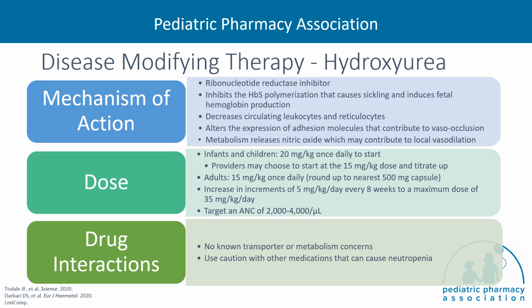With these patients, we can see mild cytopenias, and because of this, we'll watch their ANC and generally target an ANC of 2,000 to 4,000. So significantly higher ANCs tell us that patients are tolerating it well, and we're able to increase that dose, with lower ANCs telling us we may need to hold the dose and back down on it. There are no known transporter or metabolism concerns from a drug interaction standpoint. However, caution should be used if we're looking at other medications that can also cause neutropenias for these patients, and they may warrant closer monitoring.